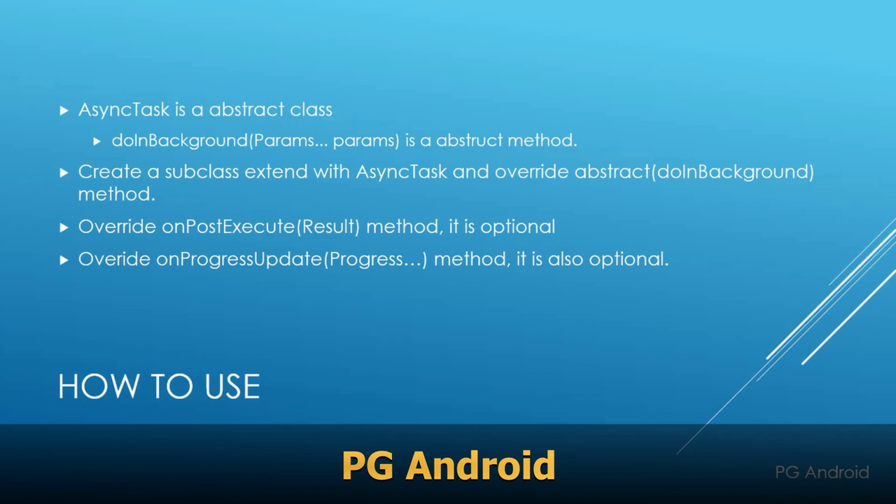If your task wants to update a progress bar to notify the user about the background task, then you have to use the onProgressUpdate method, and if, after completing the background task, you want to update the UI accordingly, then you have to override the onPostExecute method.